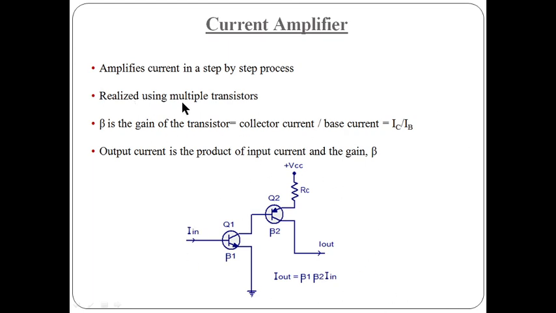It is realized using multiple transistors. Here the transistors are used. Beta is the gain of the transistor, whose value is collector current upon base current, which equals IC upon IB. Output current is the product of input current and the gain beta. The output current is proportional to the input current, and the proportionality factor is independent of the load and the source resistance. An ideal current amplifier should have zero input resistance and infinite output resistance.